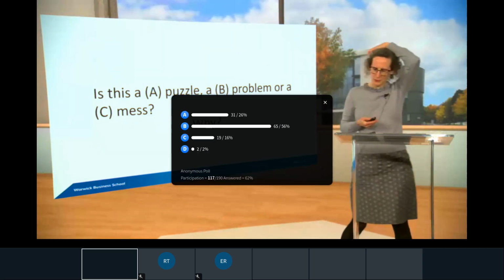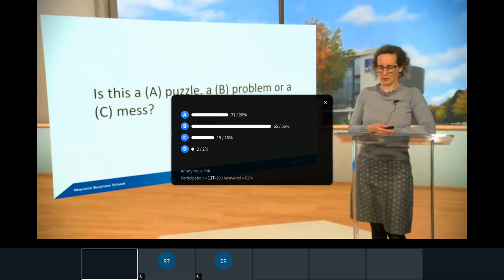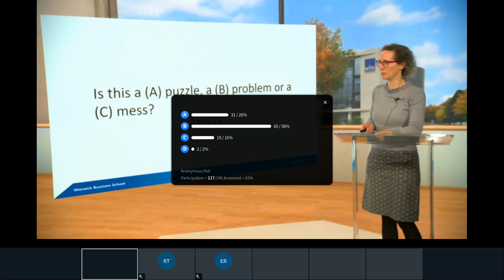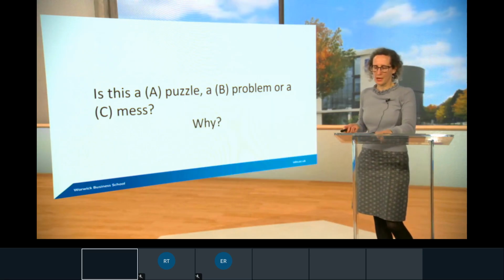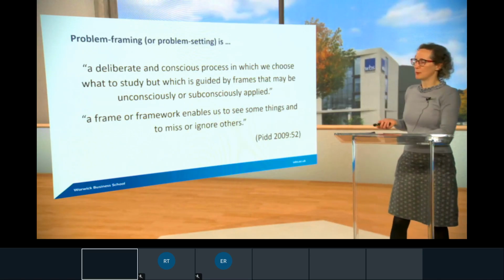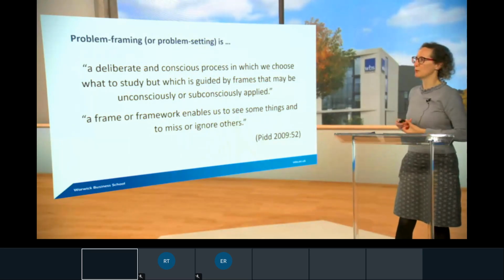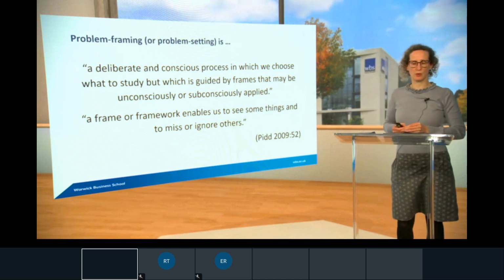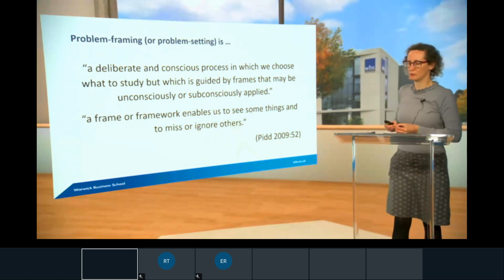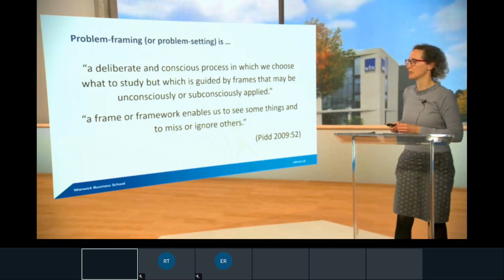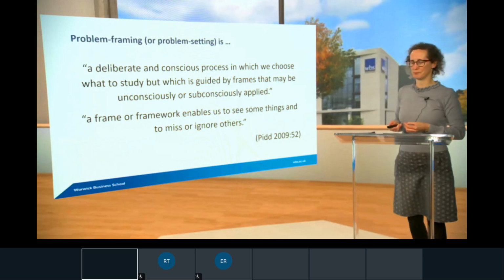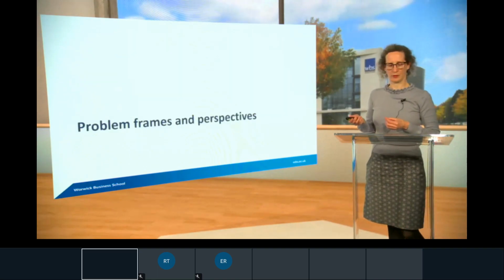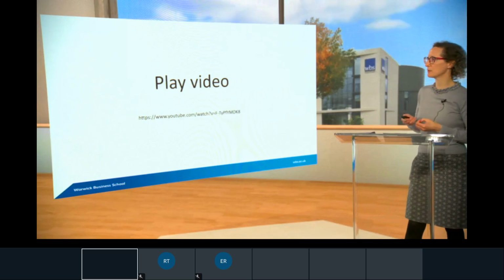So let's move on then. Perhaps some of you would like to have a further think about that and come up with some arguments for what type of problem we thought it was going to be. But PSM says that problem framing or problem setting, what we do when we formulate problems, enables us to see some things and to miss or ignore others. And we're going to jump right into exploring frames and perspectives with a brief video. Okay. There we are, problem frames and perspectives, and if we play the video now.